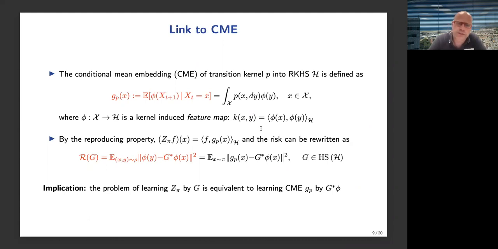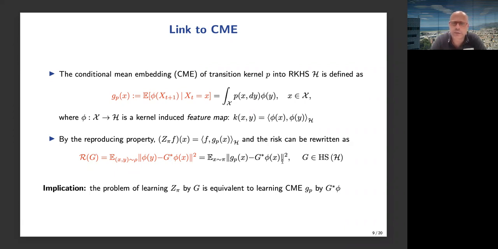By using some basic reasoning on reproducing kernel Hilbert spaces, we can rewrite the risk of the operator G in a different way. It can be written as the expectation over the pair x and y, which are a sample from this joint distribution rho. So I sample x from the invariant distribution and y from the transition kernel, the conditional distribution. And here I predict the embedding of y as g star, the embedding of x. But g star is the adjoint.